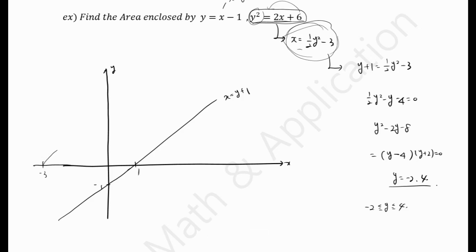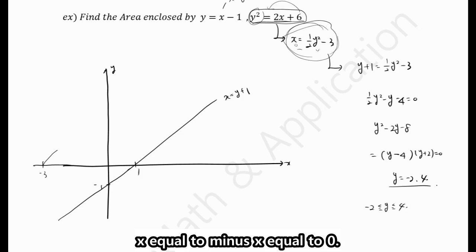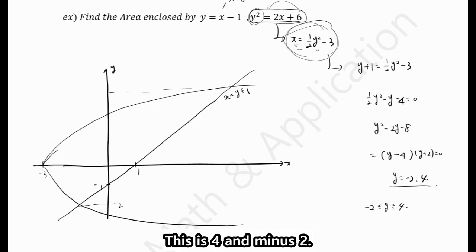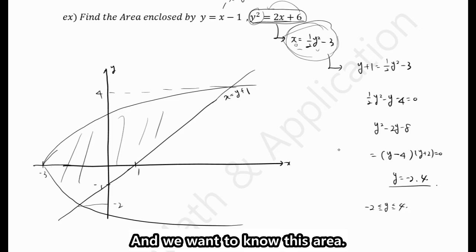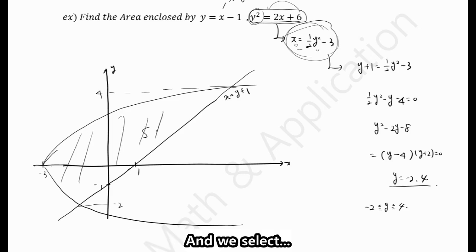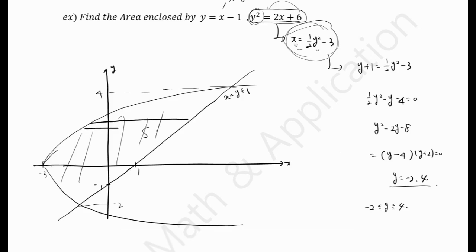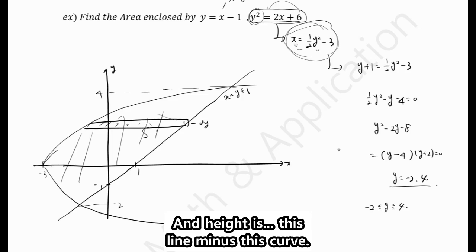This is y equals 0, x equals minus 3. Y equals square root of 6. So this is minus 2, this is 4 and minus 2, and we want to know this area. We select the base length dy, so the rectangular area is this area. The base length is dy, and the height is this line minus this curve.